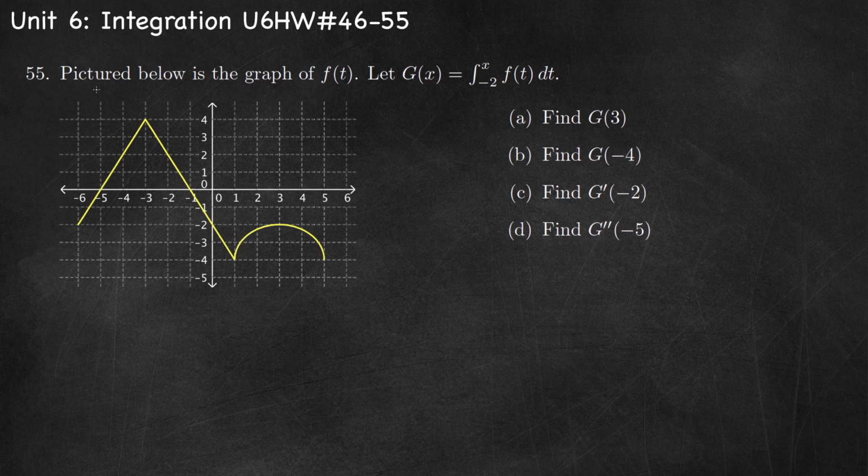And our last problem, 55, here again we have the graph of little f of t. And g of x is defined as the integral of f of t dt from negative 2 to x. So to find g of 3, we simply replace the x with a 3, and we get the integral from negative 2 to 3 of f of t dt. So to find the integral of f, we find the area under the curve f from negative 2 to 3. So negative 2 is here, 3 is here. We're going to find that area.